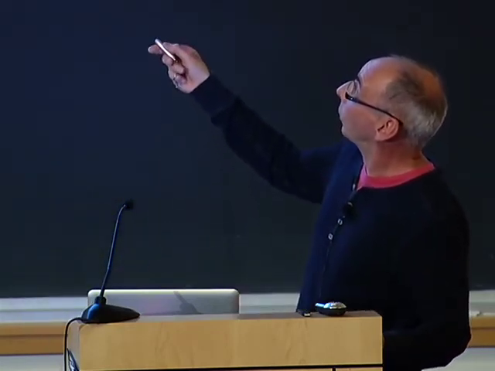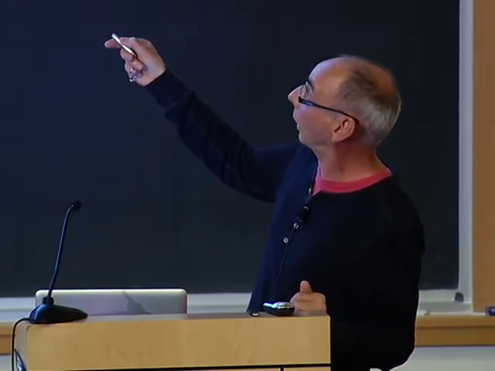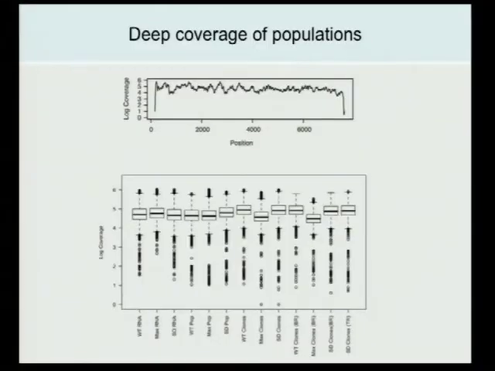And so here you have the coverage. One of the advantages of deep sequencing is that you can get an average of 100,000 coverage of the genome. So you sequence the same position between 50 and 500,000 times at each position in the genome.